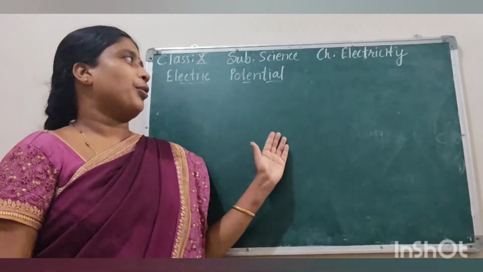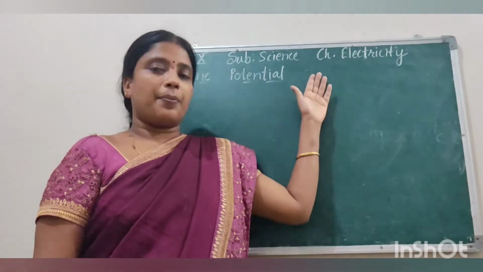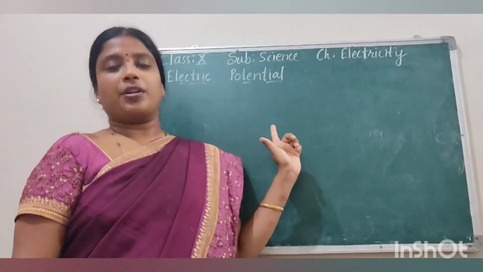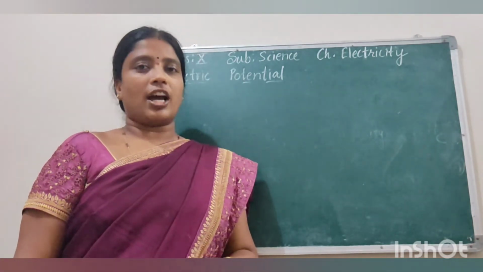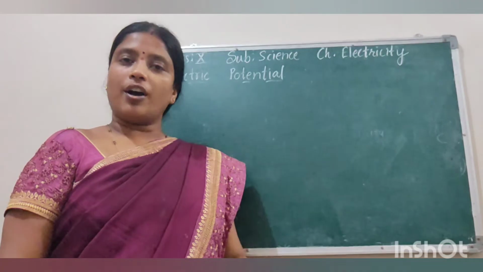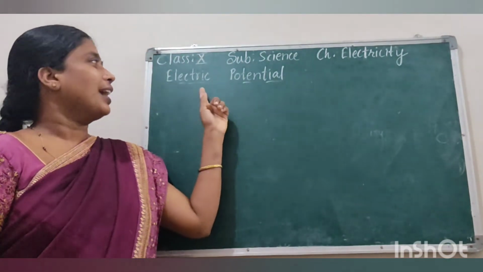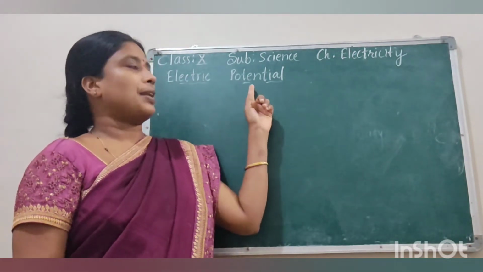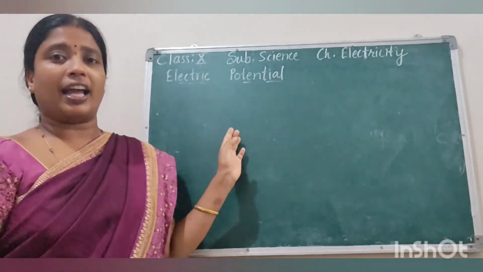So today I have brought the video for class 10th science chapter electricity part 2. In part 1 of this chapter we have already studied what is electric charge and what is the SI unit of charge. So in today's class we are going to discuss the topic electric potential. To understand this concept, let us try to understand with the help of a diagram.